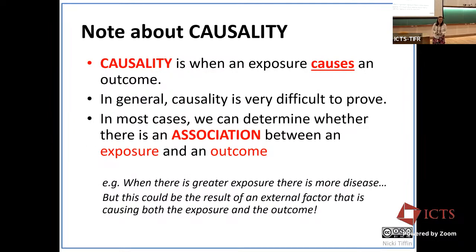We also talked about this previously, but just to note that causality is when an exposure actually causes the outcome. The outcome is a direct result of the exposure, but it's very difficult to prove. So in most cases, when we're looking at studies, we are looking for an association, a correlation between the exposure and the outcome. It's very difficult to prove that it's causal unless you take something into the lab. A correlation would be that when there's a greater exposure, there's more disease. But there could be an external factor that's driving both the exposure and the outcome independently.